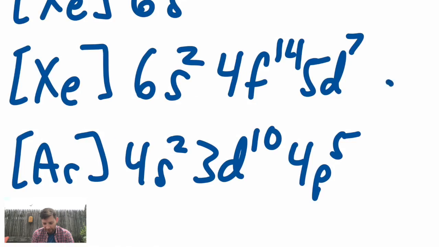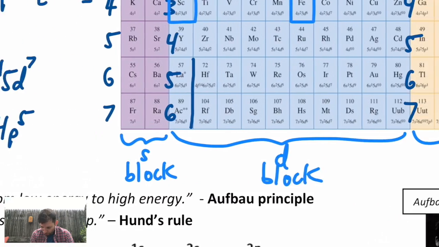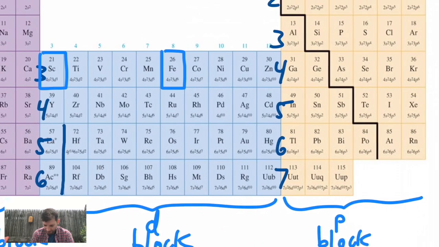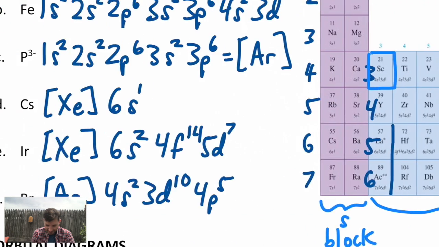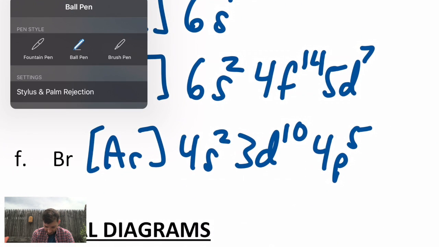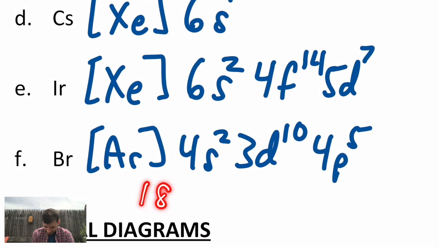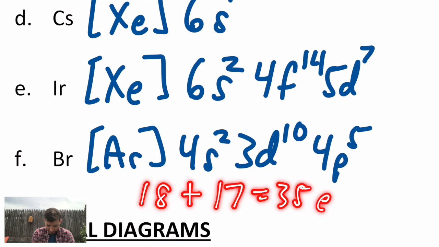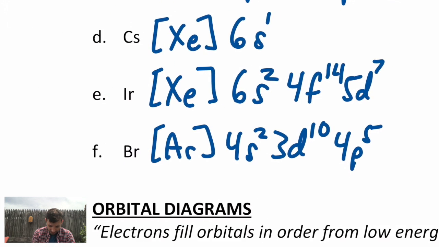And you can always do an electron count. Bromine, neutral bromine, is 35 electrons. Argon is 18. So we have 18 plus 17 more. Yep, that's 35 electrons. That works. Your superscript should always add up to the number of electrons that the species you're describing actually has.